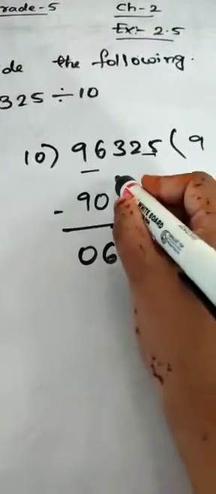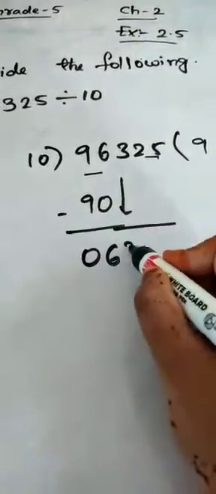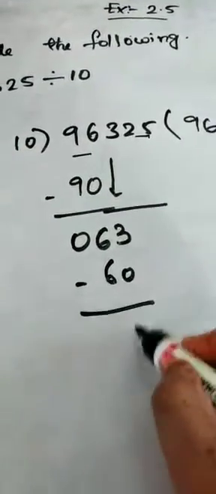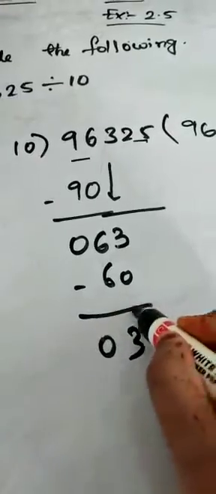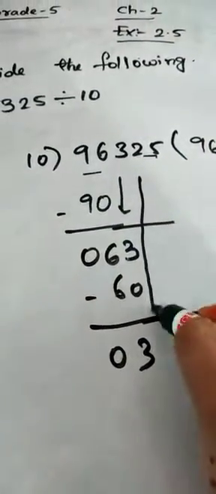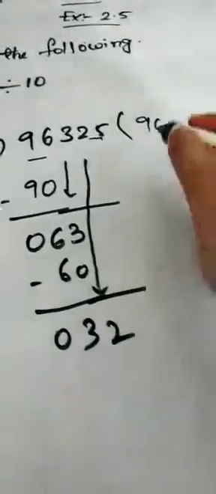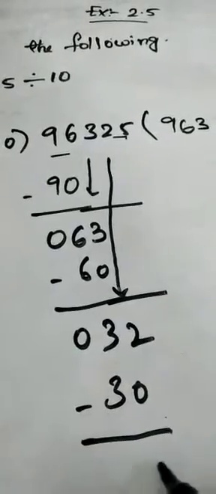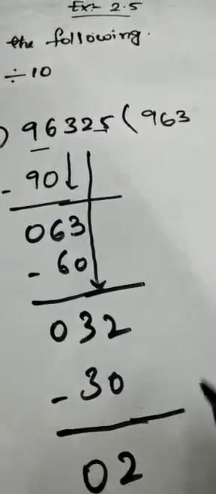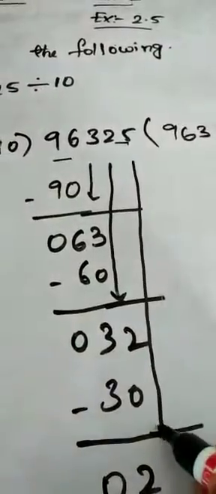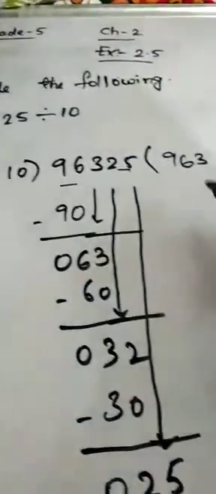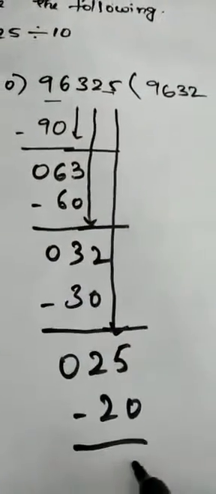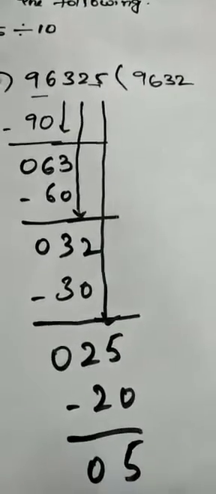Next, what is the next number here? 3. So 10 sixes are 60. 3 minus 0 is 3, 6 minus 6 is 0. Next number is 2. 10 threes are 30. So 2 minus 0 is 2, 3 minus 3 is 0. What is the next number here? 5. 10 twos are 20. 5 minus 0 is 5, 2 minus 2 is 0.